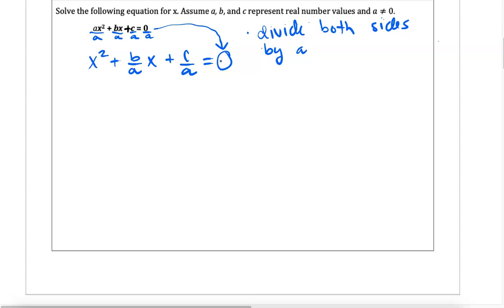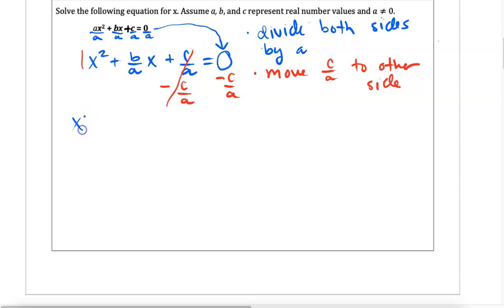So now I get to a point where my a value is 1. This is what allows me to complete the square. But I need to move the c over a to the other side in order to make room on the left for me to complete this square. So I'm going to subtract c over a from both sides, so that cancels it from the left. Now I have on the left x squared plus b over a x plus blank, which I'm going to fill in a moment, and then equals negative c over a on the right-hand side.